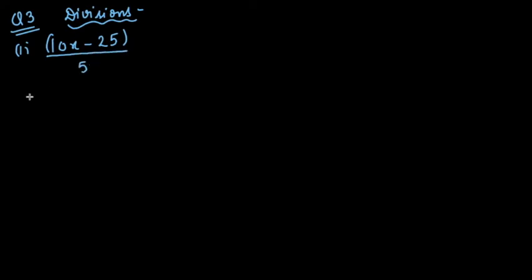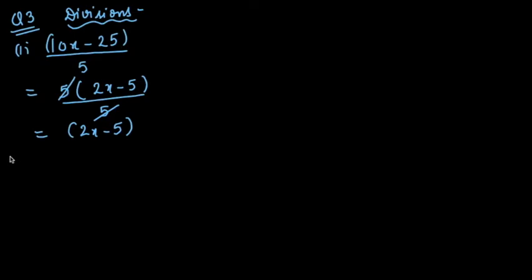Question number 3 is again: work out the following divisions. This complete exercise is based on the division concept. Your first part is 10x minus 25, which you have to divide by 5. Again the same concept: a binomial to be divided by a monomial. I'll take 5 as common. 5 2s are 10x, 5 5s are 25, and this 5 you can cancel. I'm left with 2x minus 5, which will be the answer of the first part.